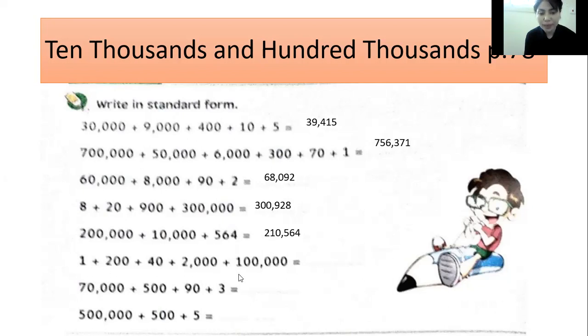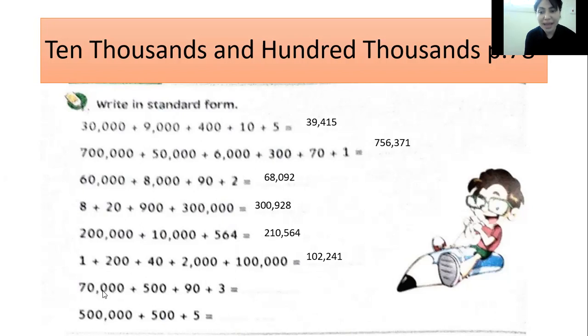The biggest number is what? The biggest number is 100,000. So 100,000, how many digits? 6 digits. Do I have a number with 5 digits? No. So in the 10,000 place, it will be 0. Okay, it will be 0. So I have 102,241.